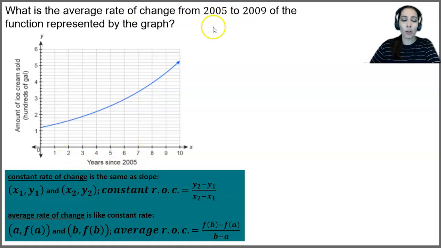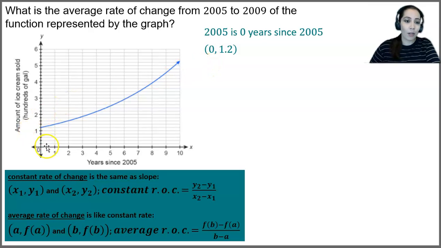So we have to determine what our intervals are according to this graph, 0, 1, 2, all the way to 10. So the first one that we have here is 2005. That's our lower bound. And that's 0 years since 2005. So that's going to be at x equals 0.